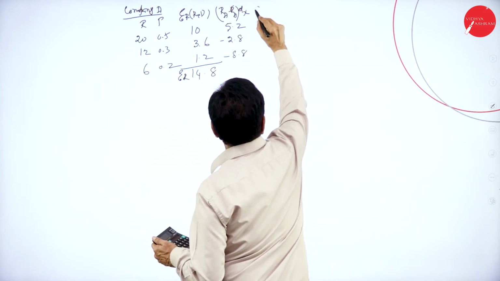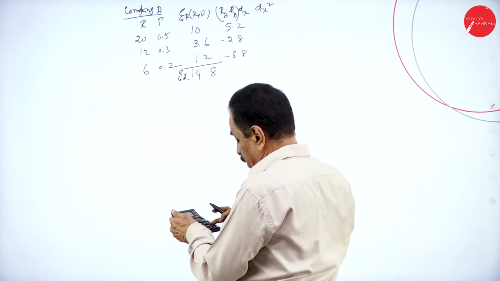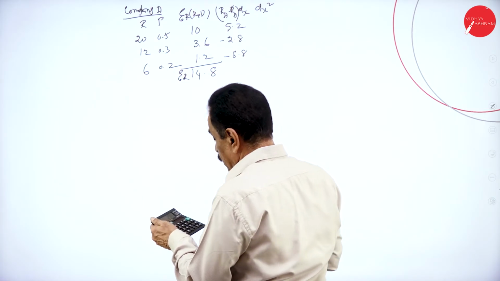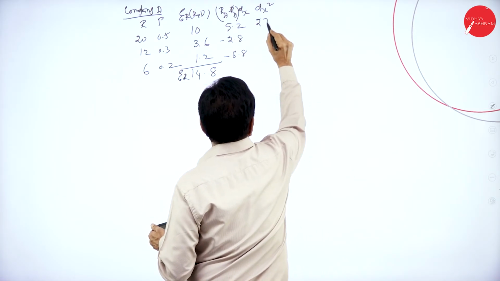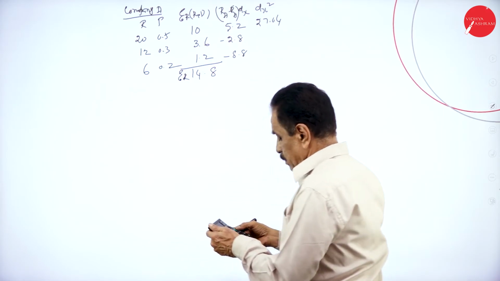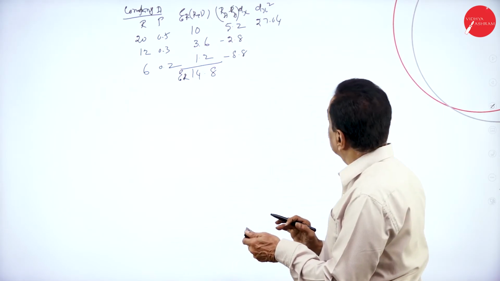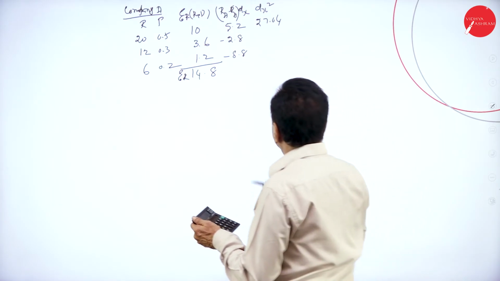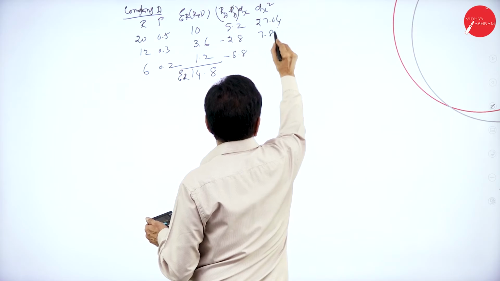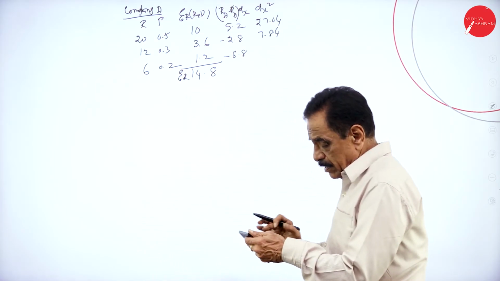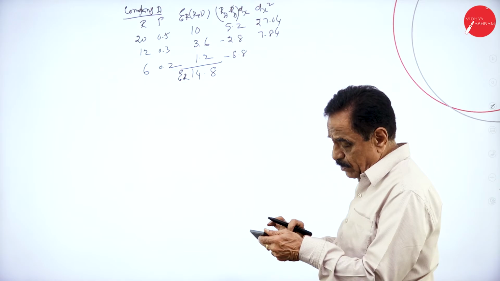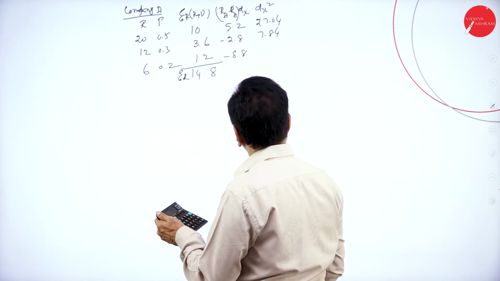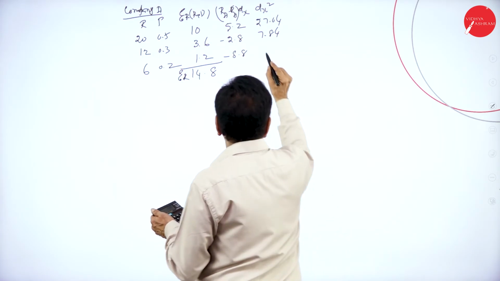Then dx square. 5.2 into 5.2 is 27.04. 2.8 into 2.8 is 7.84. 8.8 into 8.8 is 77.44.